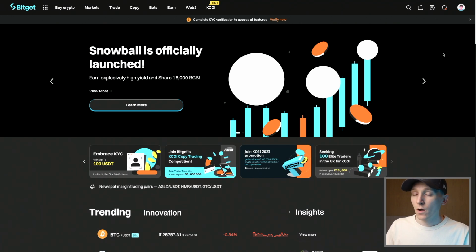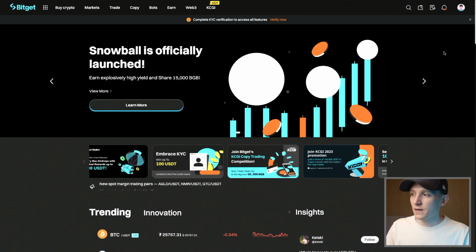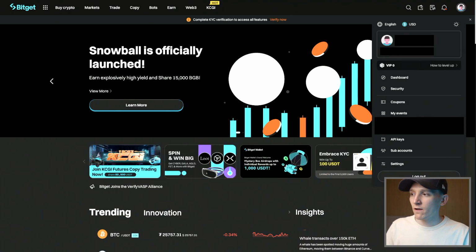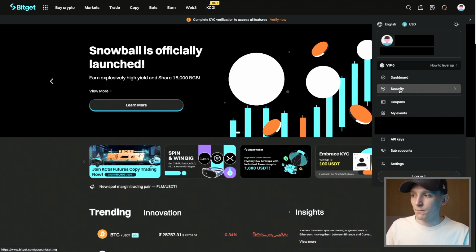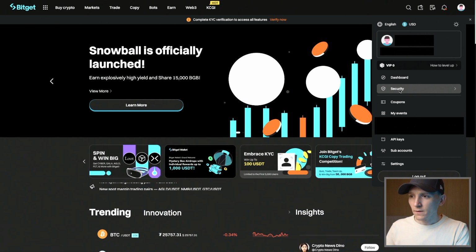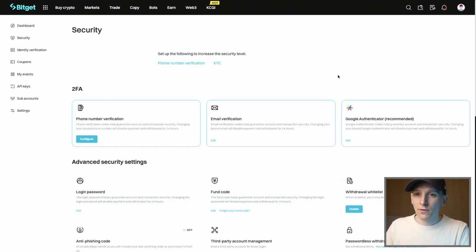Once we have an account set up with an email address, what we can do first is go to our security, because this is important. So click this and then we'll go through to this page. The main thing to get set up here is Google Authenticator. This is an extra step between your account and withdrawing funds from it. So if your account gets hacked and they don't have Google Authenticator, they won't be able to do anything.